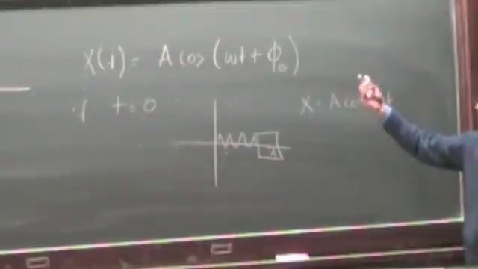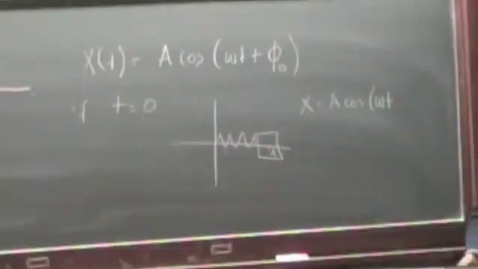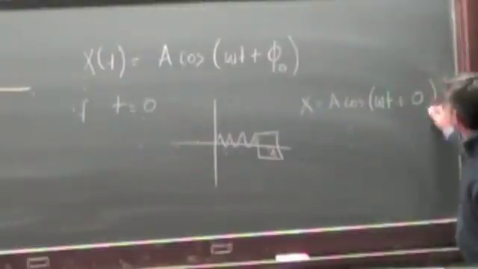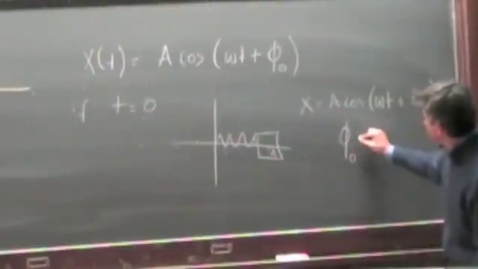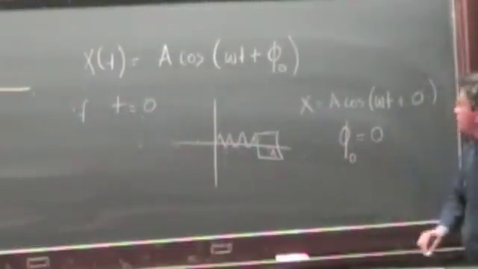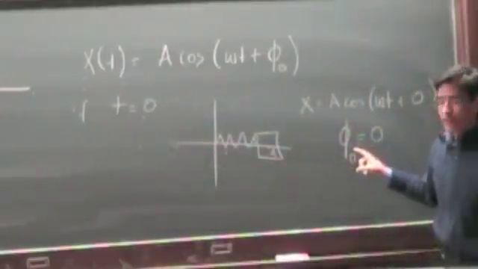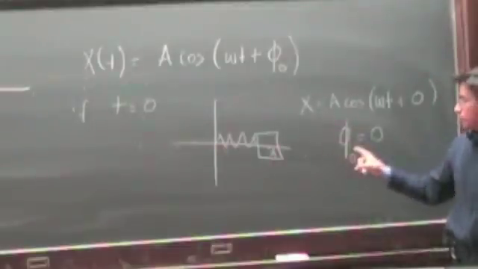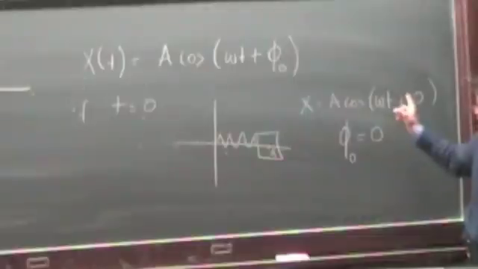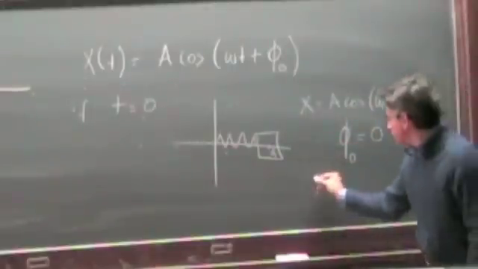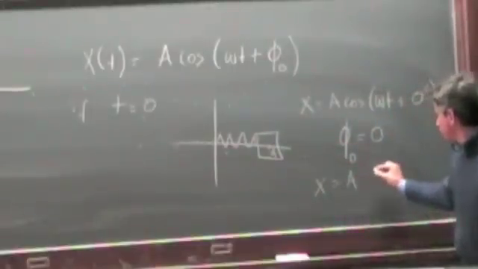Should it be 0, pi over 2, pi? It should be 0. The initial phase is going to be 0. If at t equals 0, the oscillator is there, that means that the initial phase that you're going to use to describe that motion is going to be 0. Replace that here, and you see that x is equal to A at t equals 0.